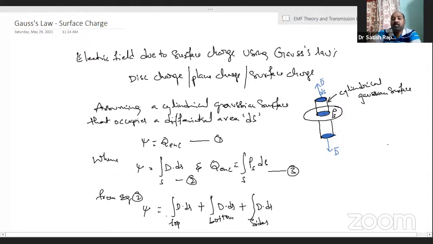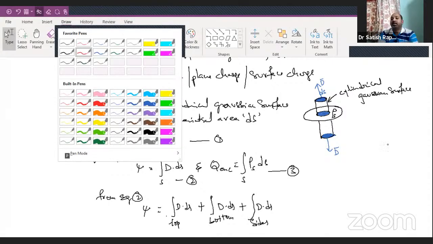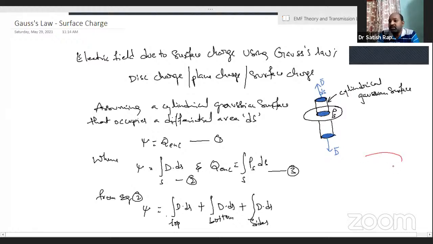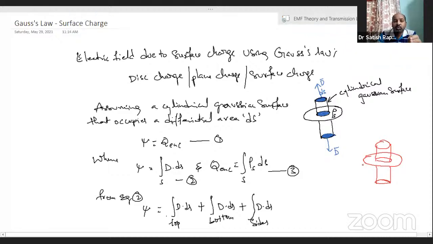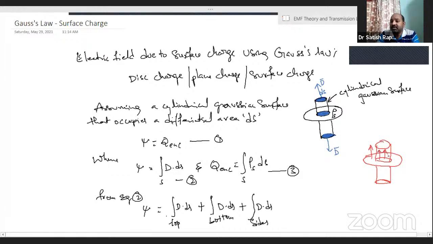And here I will draw this separately so that it will be clear to you. So this is the disk charge, and we are assuming a cylindrical surface, and as we know, the electric field due to any surface is normal. With respect to a line or a surface, the electric field is normal to the surface. Normal to the surface in the sense it directs like this. So this is the direction of electric field, right?